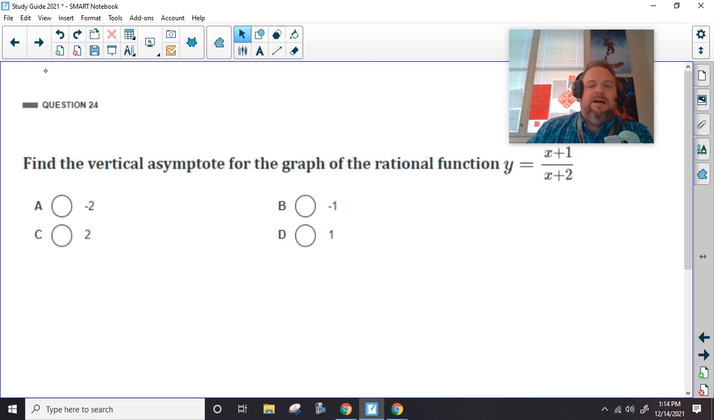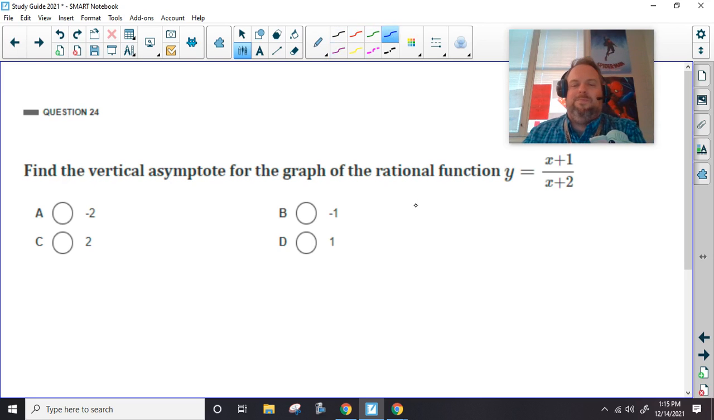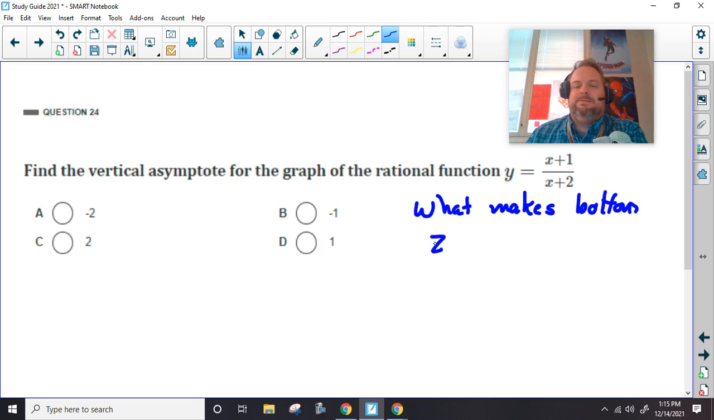All right, the vertical asymptote. All right, what makes the bottom 0?